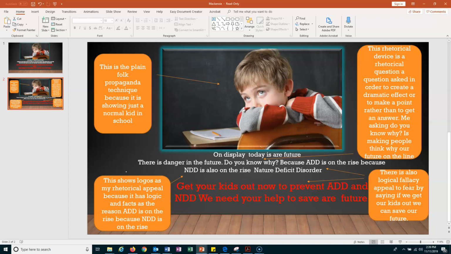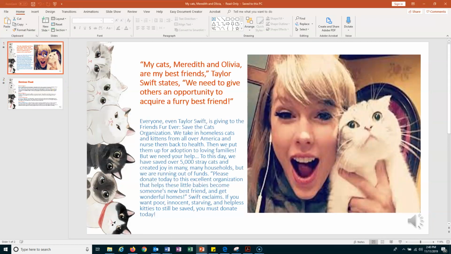The other thing that's being used for propaganda is plain folk, right? Because it's just showing an everyday student in school, and the propaganda technique is plain folk, right? So good example of an excellent ad, really good summary that gives me not only what is being used, but why, right? I need to know not just that this is a rhetorical question, but how is that rhetorical question effective?